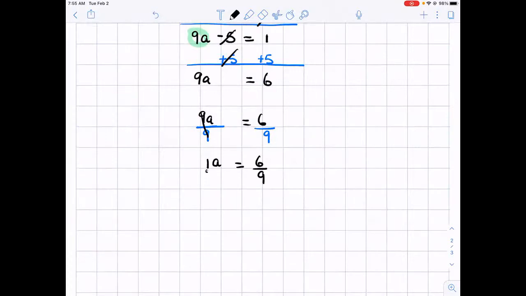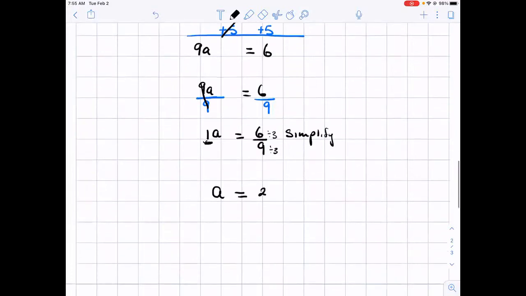Well, generally when it's a 1, we don't have to write the 1. We can write a is equal to, and 6 over 9 can be simplified. Okay, you can divide this by 3 and this by 3, so that becomes 2 over 3. As a reminder, if you divide the top by 3, you have to divide the bottom by 3. So a happens to be 2/3.